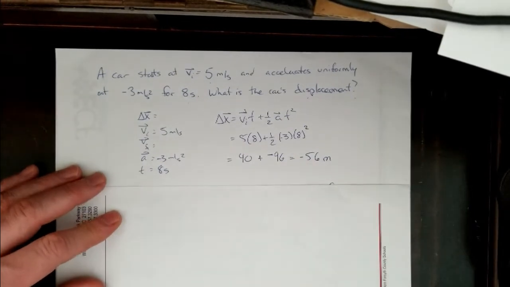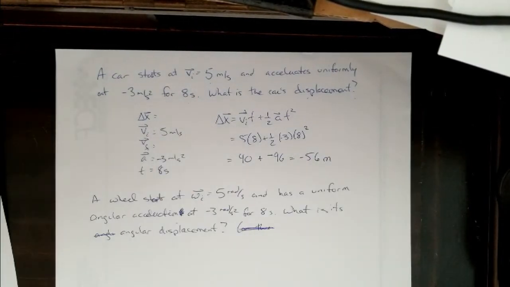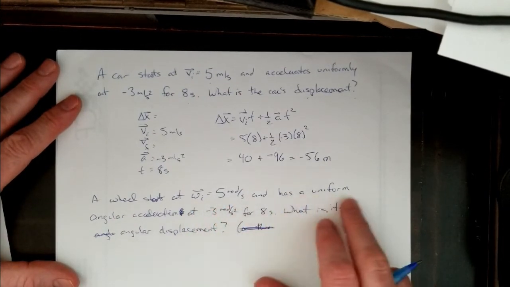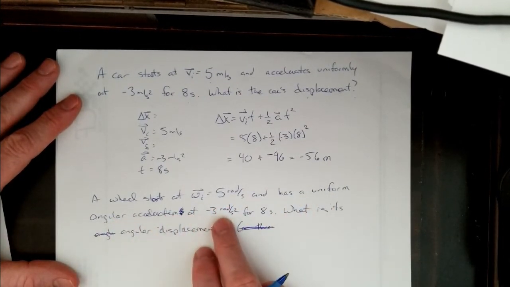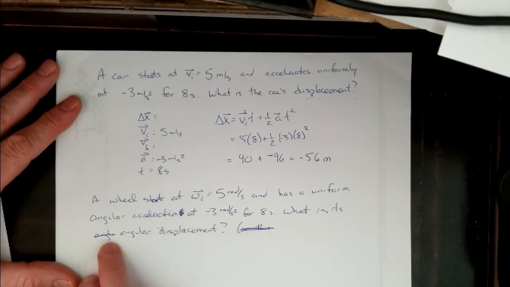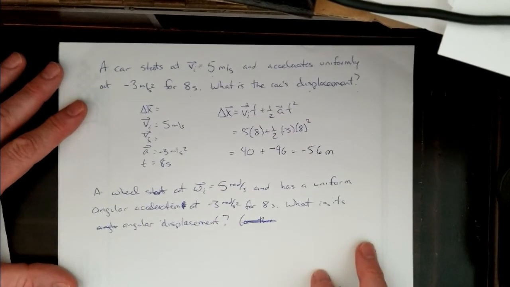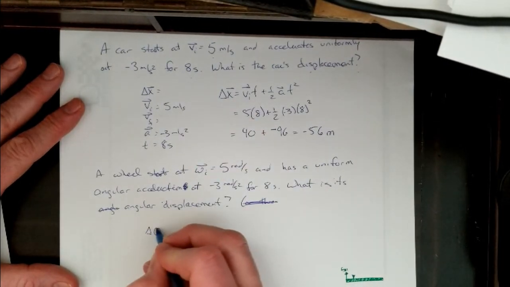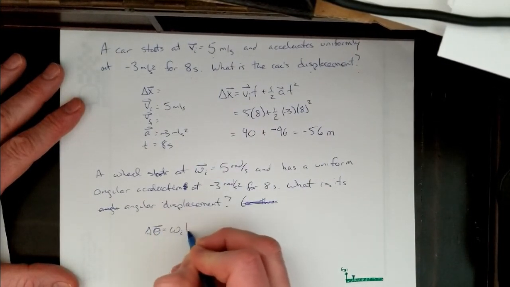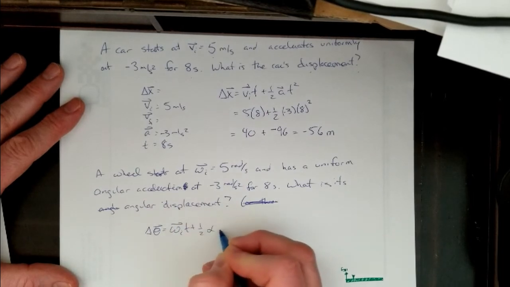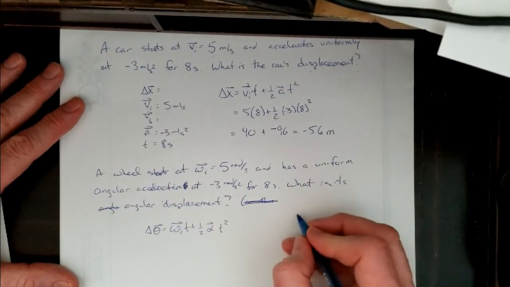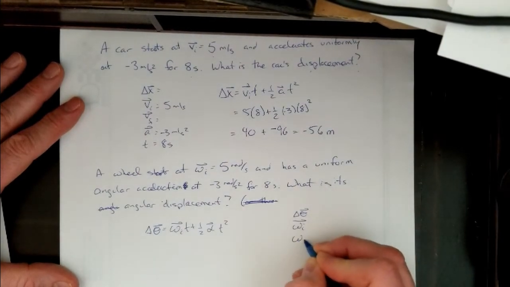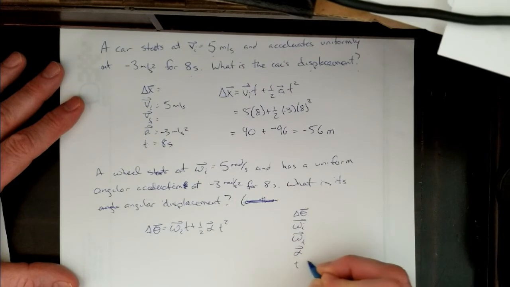That's the basic problem. Now, if we make it a rotational problem, we have a wheel starting with an initial angular velocity of 5 radians per second, with a uniform angular acceleration of negative 3 radians per second squared for 8 seconds. What is its angular displacement? Well, it's the same type of thing, except we transliterate, so this is delta theta equals omega_i t plus 1/2 alpha t squared. We have our 5 quantities: delta theta, omega_i, omega_f, alpha, and t.